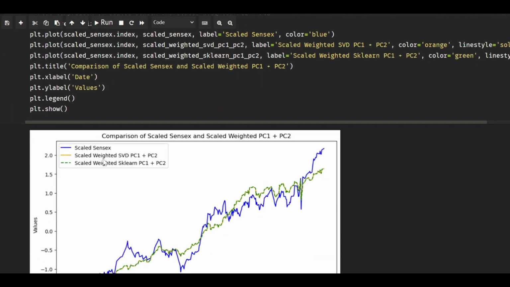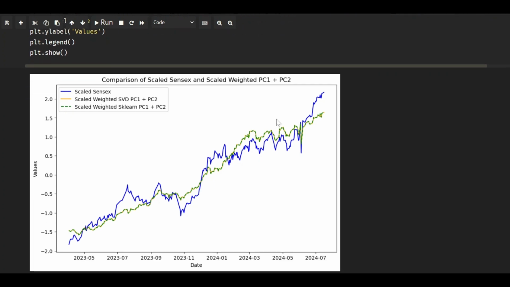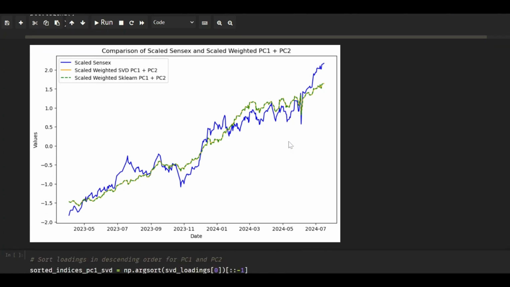So here, this was just one principal component. Now I have added the second principal component, and now you see that this green and orange line is tracking my market data more accurately. The more principal components we add to this data, the more the accuracy of the market trend tracking.